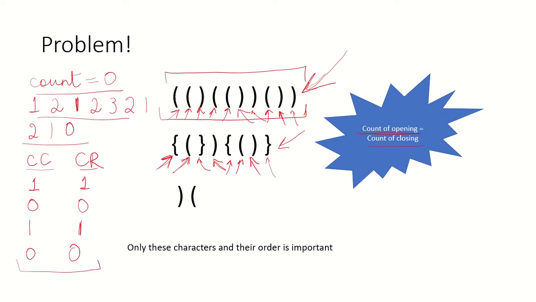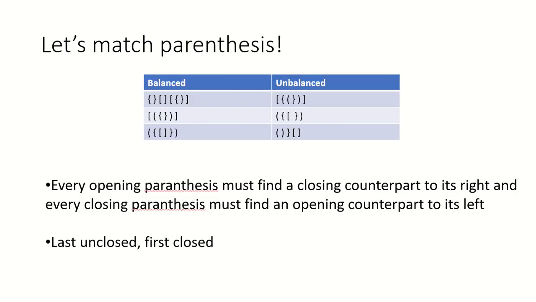So by the count we can see that the number of opening brackets is equal to the number of closing brackets again for both kinds of the brackets. But you see that the order in which they are being closed or opened is not correct. This is not a balanced set of brackets. So the characters and their order is important. If we see over here, this is a balanced set of parentheses, whereas this is an unbalanced set of parentheses, because the order, if you see over here, is not correct.